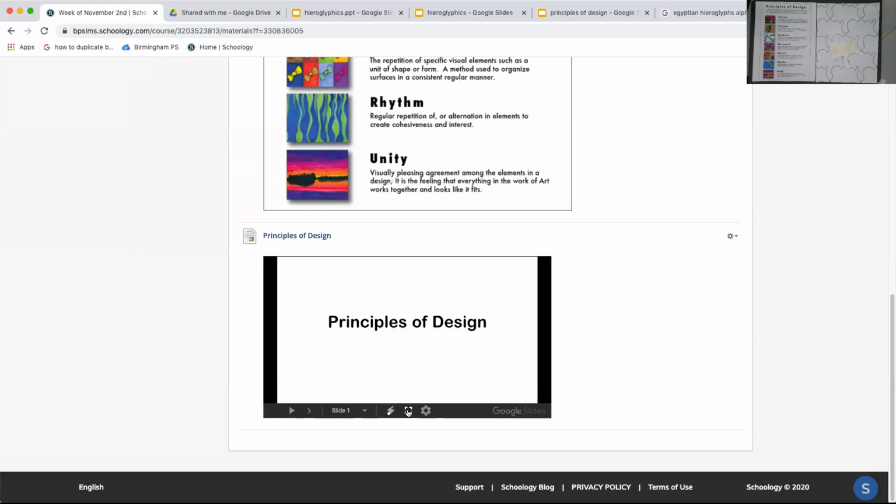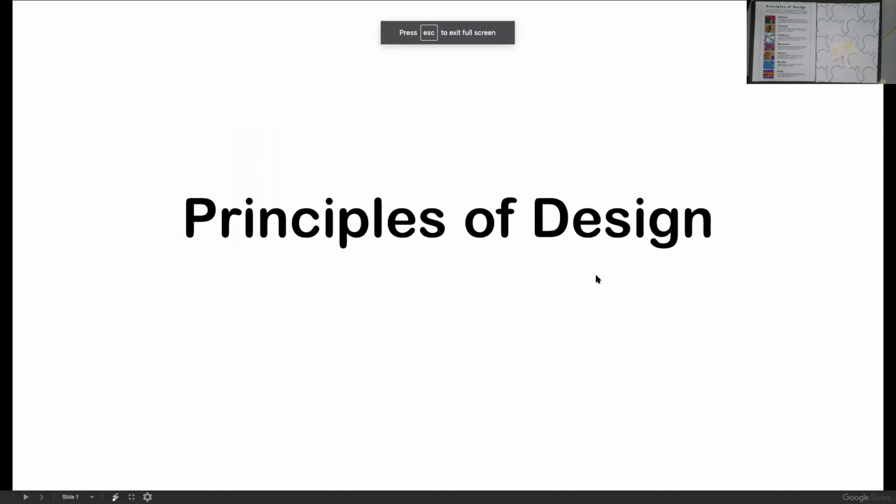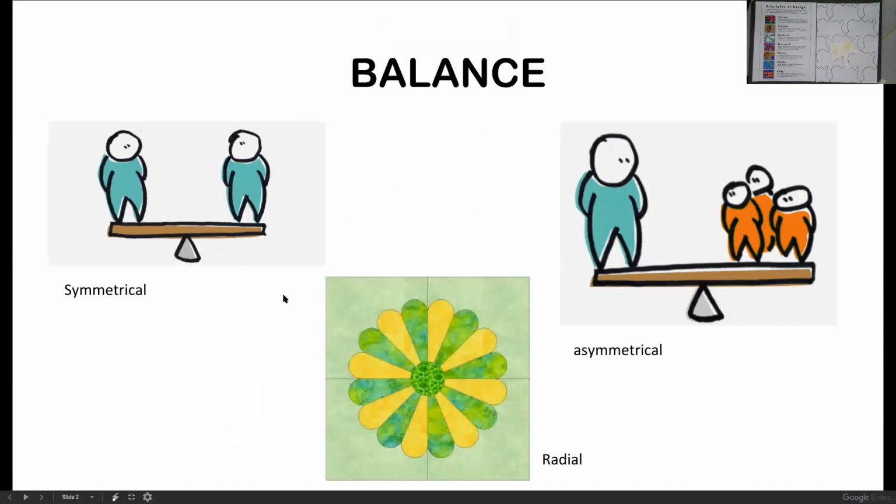So there's 7 principles of design. Some of them we've talked about before. Some of them we haven't, but we're going to kind of do all 7 together. So the first principle of design is balance. And there's 3 kinds of balance. There's symmetrical balance, asymmetrical, and radial. Our skull used symmetrical balance.